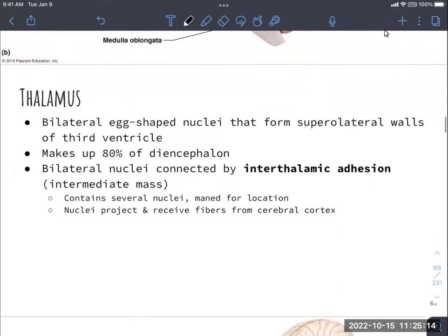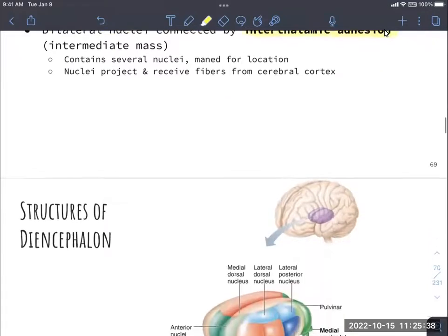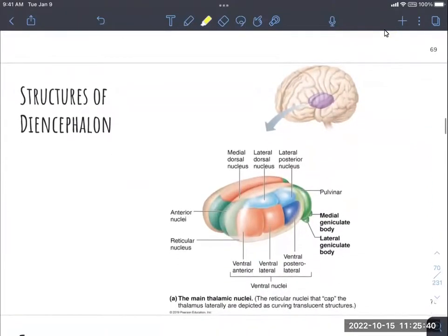So what does the thalamus do? Thalamus is most of that diencephalon. And it is a bilateral nuclei, so it's on both sides of the brain, and it is connected by interthalamic adhesions. So here is the diencephalon. We get those thalamic nuclei.